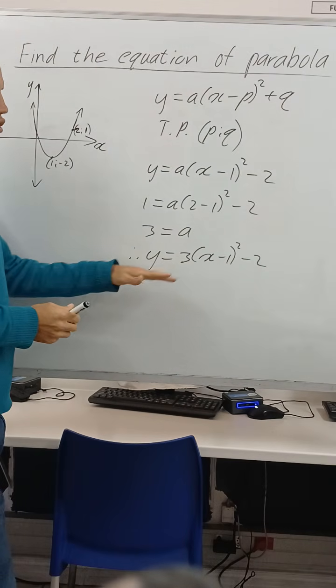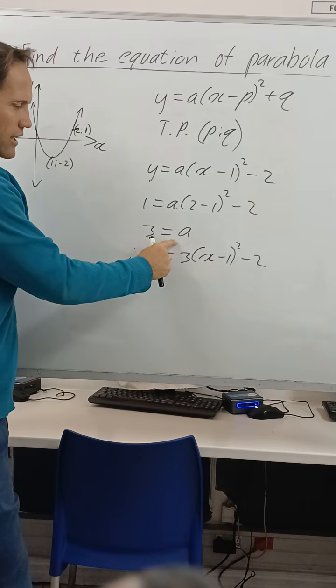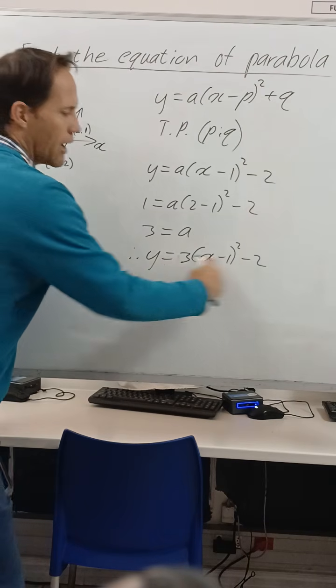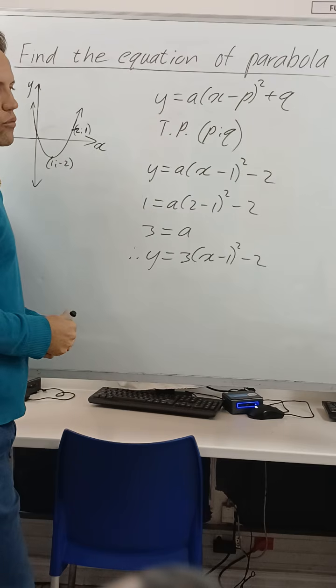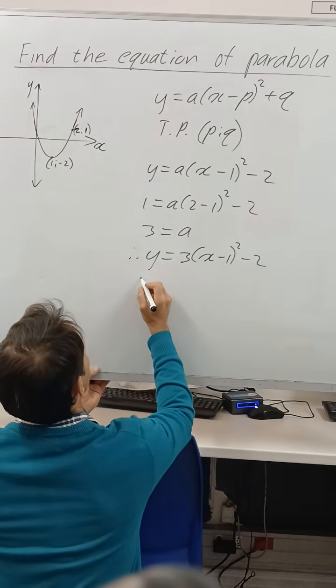And then you normally have to get it in standard form. So we found a is 3. Now we simplify to get it in standard form. When they ask you for the equation, you must get it in standard form. So we're just going to simplify.